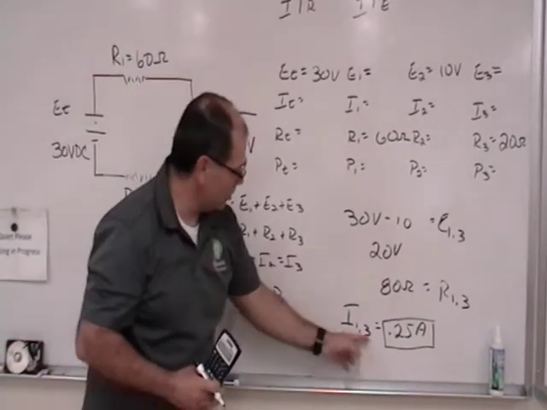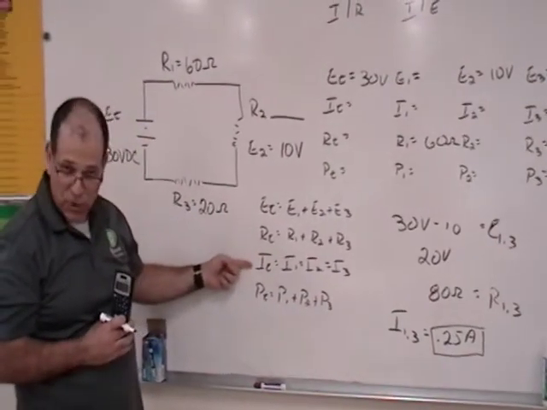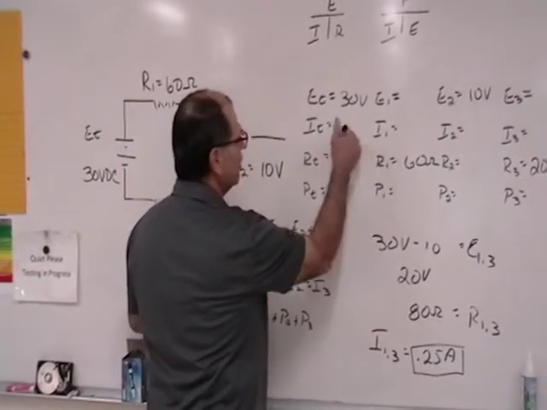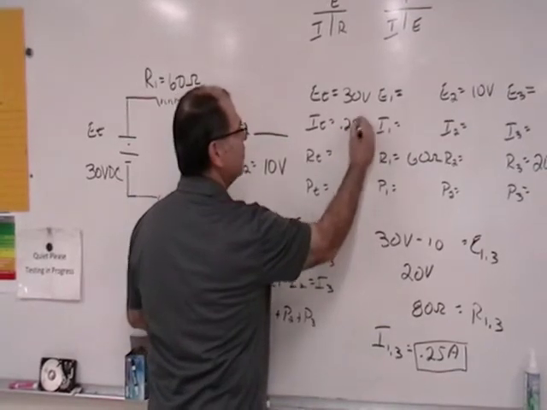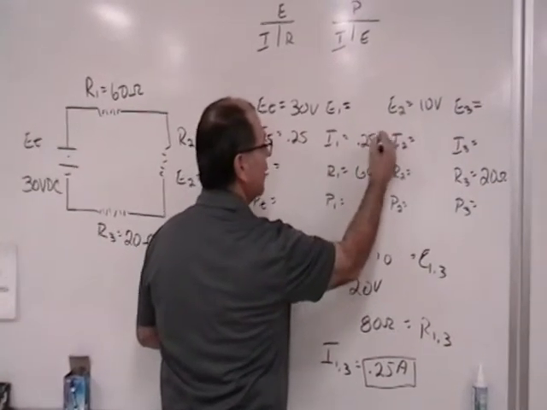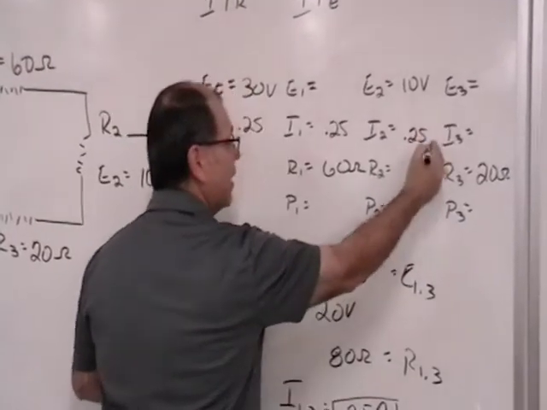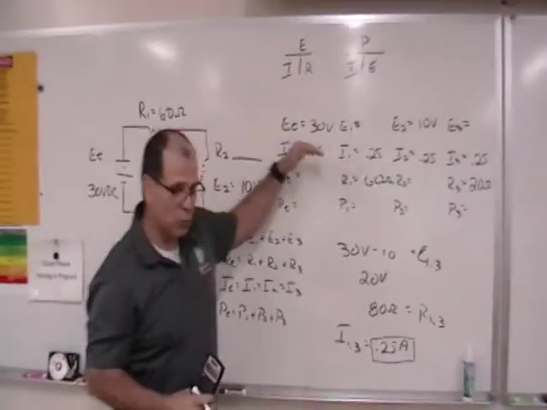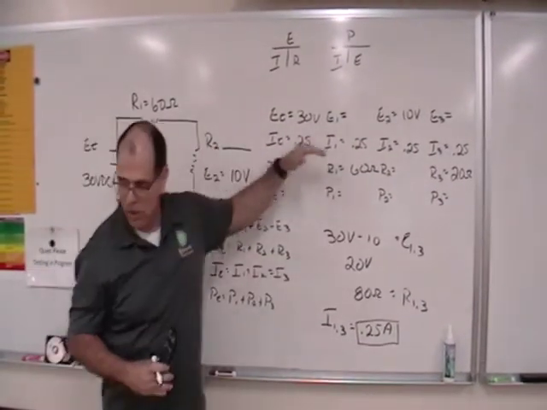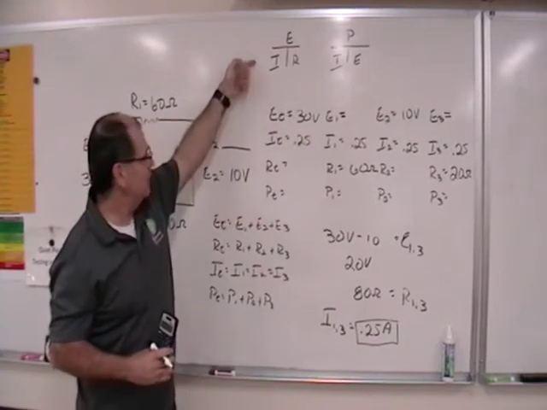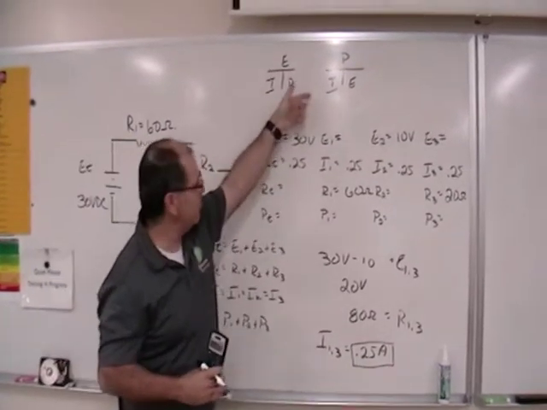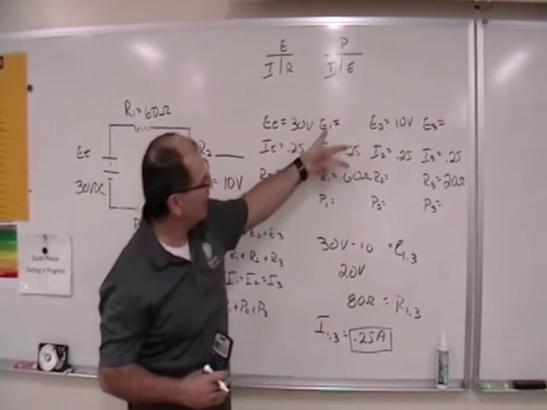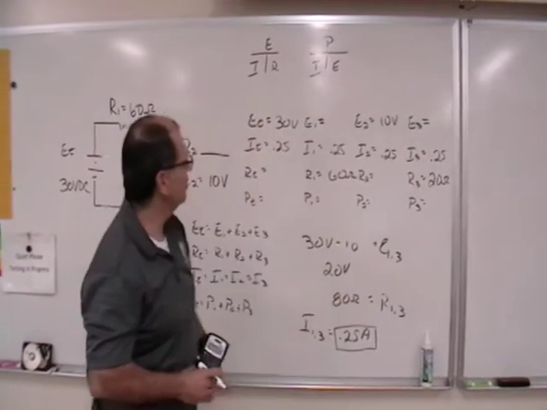Okay, so that's the current across 1 and 3, and the rule for current is it stays the same throughout all the components. So my total current is 0.25, I1 is 0.25, I2 is 0.25, and I3 is 0.25. Okay, the rules that govern the circuitry go across, and Ohm's law and Watt's law, the laws go up and down. Now I have 2 in every one of these columns, and I can start solving for the other unknowns.